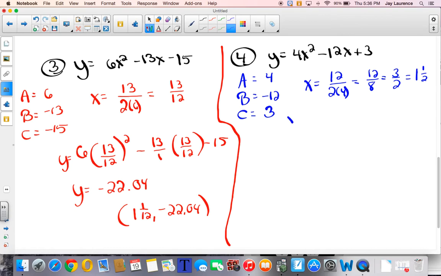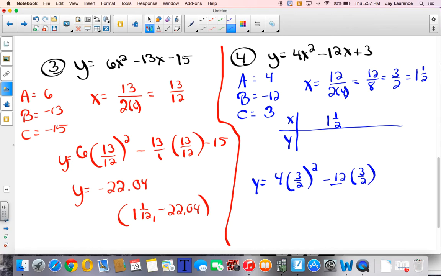So now to find y, that's the x-coordinate of the vertex. There's a second part. Some of you aren't listening to me. All right, so I'm going to take y, and I'm going to go 4 times 3/2 squared minus 12 times 3/2. I'm not going to use a calculator on this one. These numbers are friendly enough. I'm going to do this the old-fashioned way. All right, so it's going to be 4/1 times 9/4, right? 3/2 squared. And this is going to be 12/1 times 3/2 plus 3.